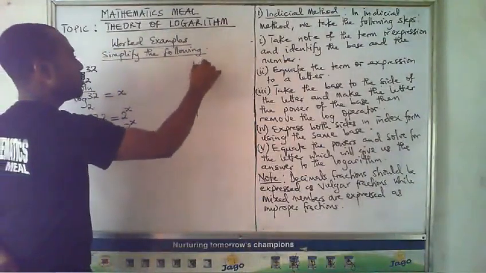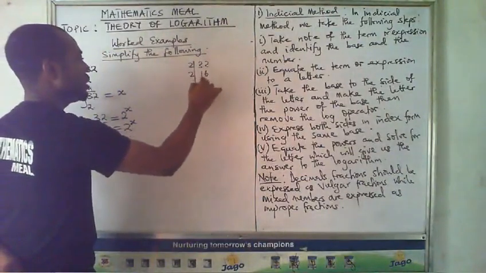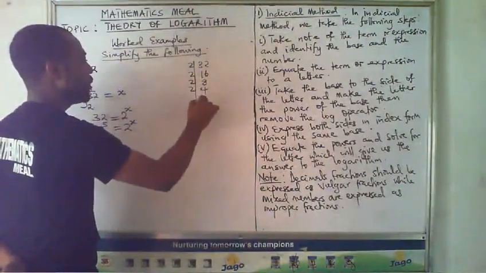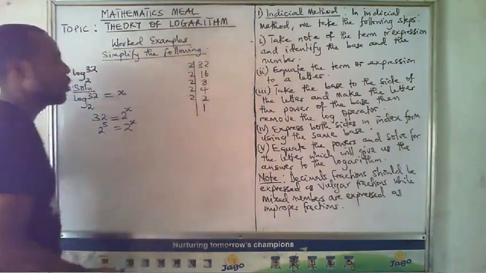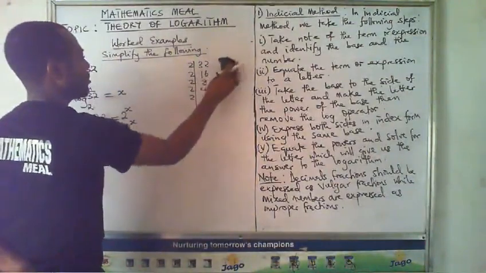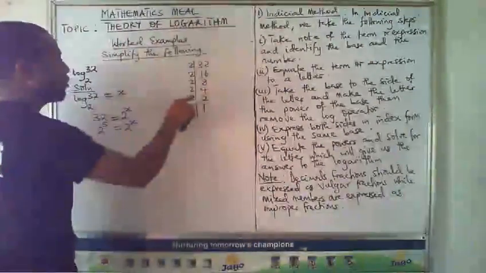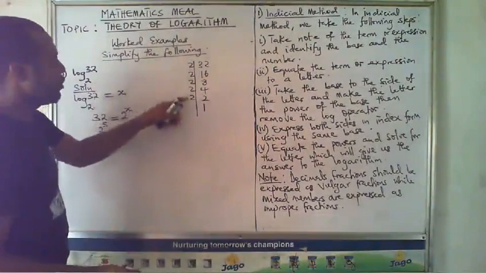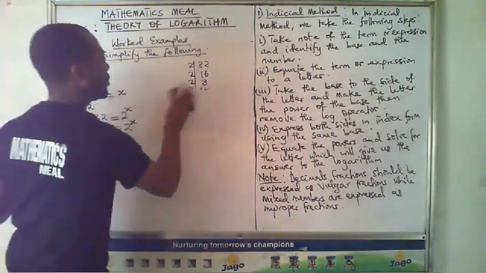Remember, if I have 32, 2 divided into this is 16, 2 divided into this is 8, 2 divided into this is 4, 2 divided into this is 2, 2 divided into this is 1. So 1, 2, 3, 4, 5. That's why it's 2 raised to the power 5.